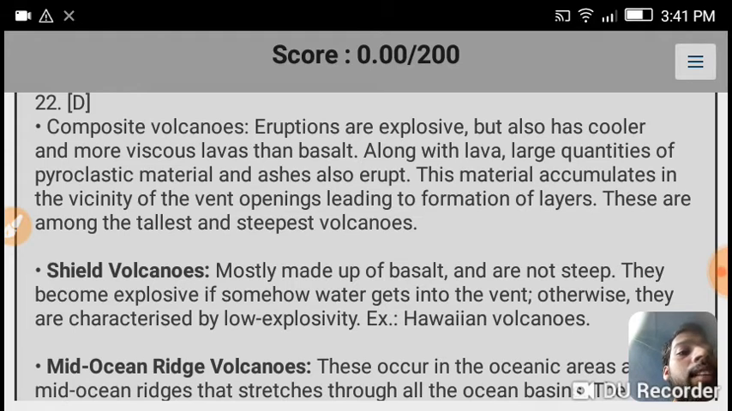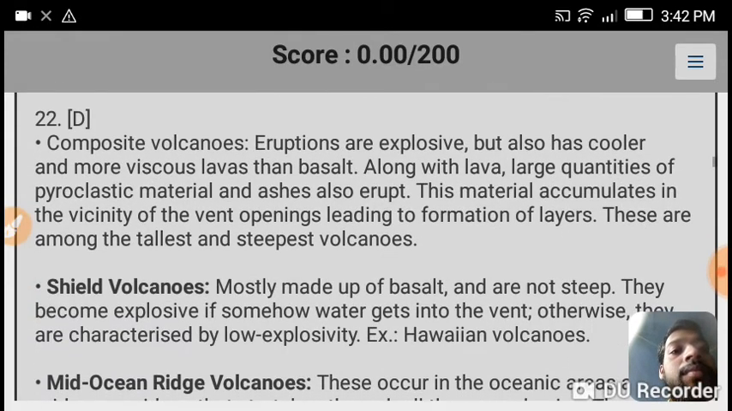Along with the lava, large quantities of pyroclastic material and ashes also erupt. This material accumulates in the vicinity of the vent opening, leading to formation of layers. These are among the tallest and steepest volcanoes.